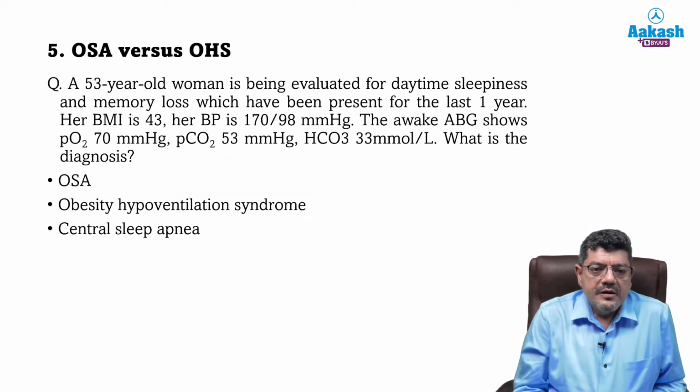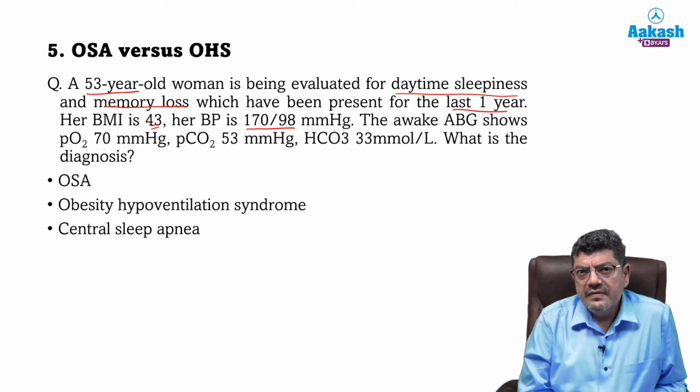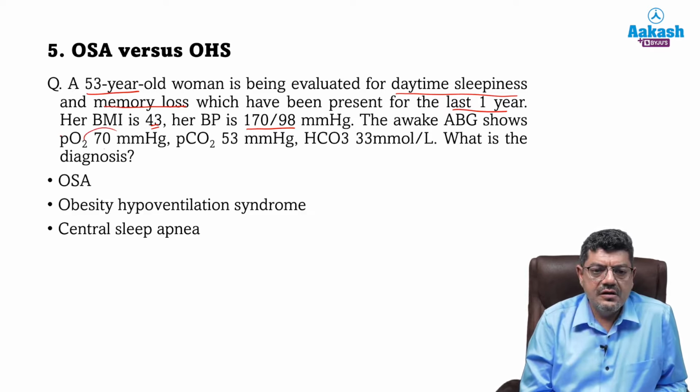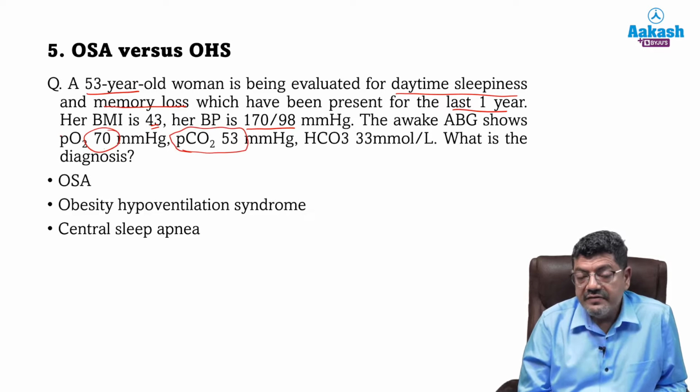A 53-year-old woman evaluated for daytime sleepiness and memory loss, which have been present for the last 1 year. BMI is 43, she's hypertensive, and the awake ABG shows a slightly low PO2. A PO2 of less than 80 is hypoxemia, and a PO2 of less than 60 is type 1 respiratory failure. So a mild hypoxemia, and hypercapnia. This is the awake, daytime PCO2, and a bicarb of 33. That means there is a metabolic compensation for this respiratory acidosis as well.